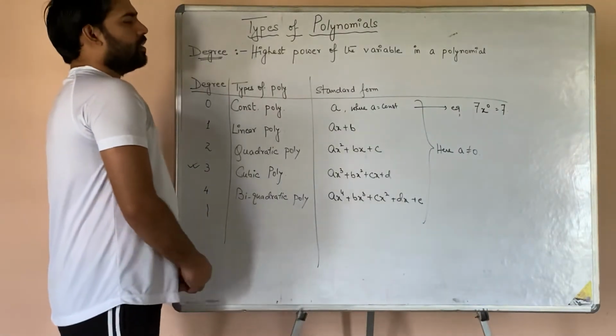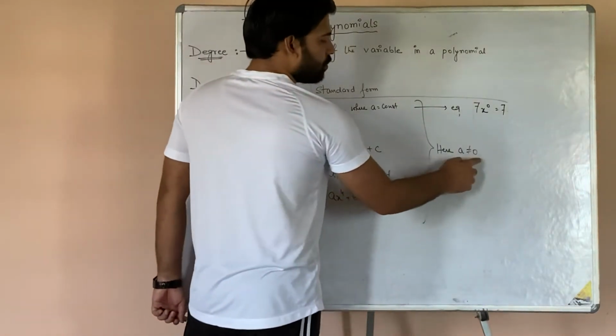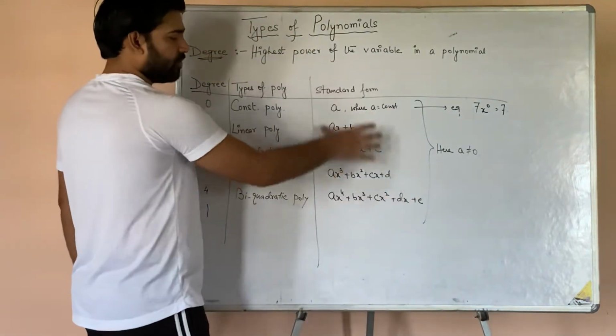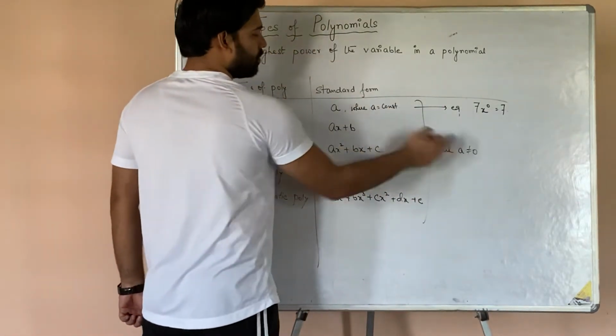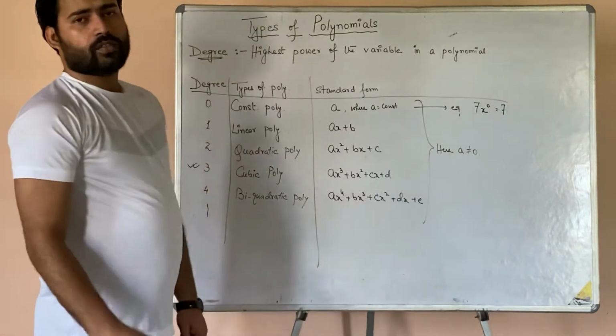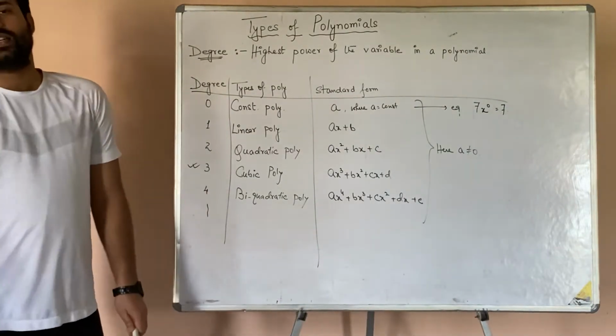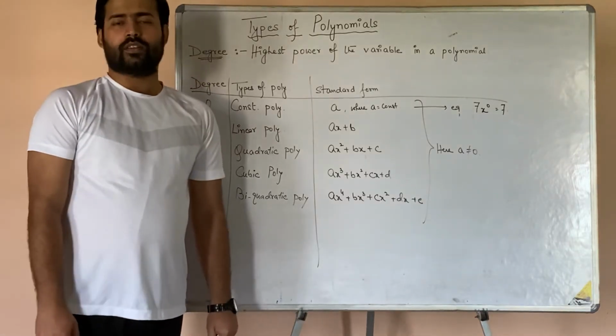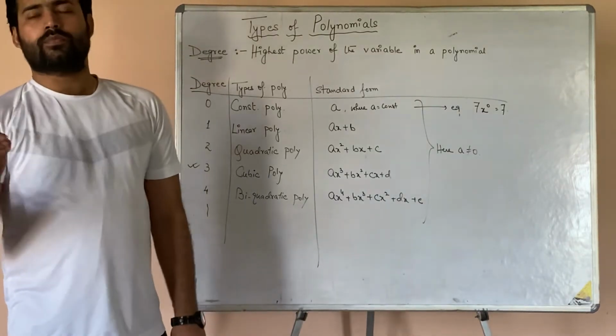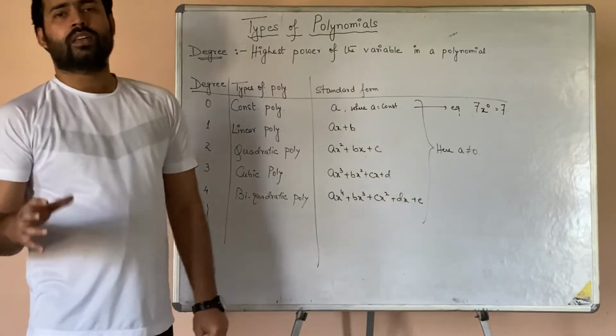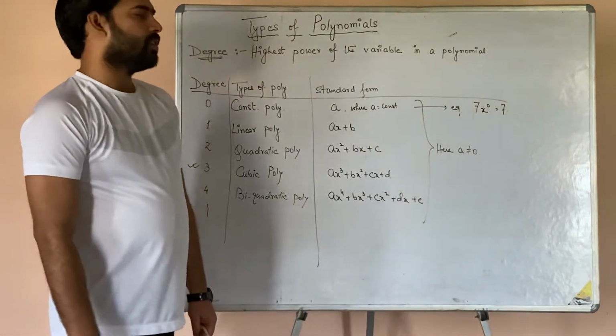Fine. And the next part, here a should not be equal to 0 for all of them. I have written for all of them a should not be equal to 0. So a is a constant over here, and the constant should not be 0, because 0 means nothing. If it is nothing, that means this is not a polynomial at all, because you need to give something to the polynomial. You cannot just simply put 0 over there.